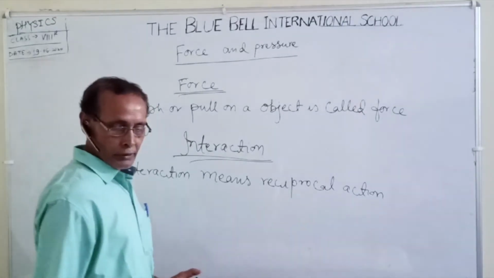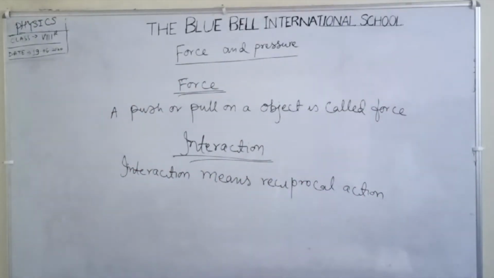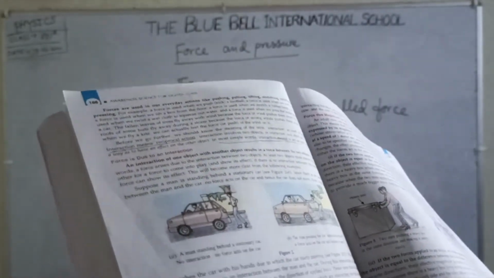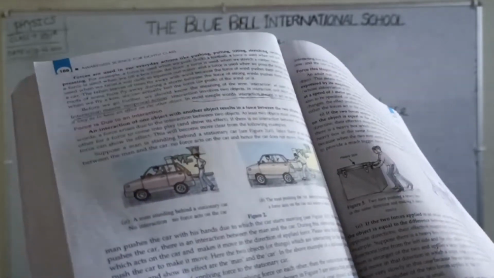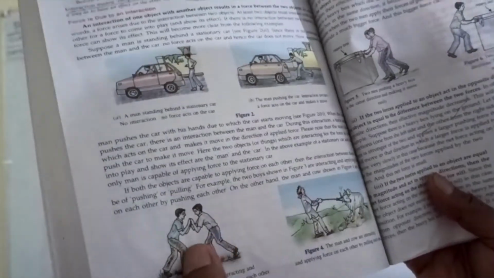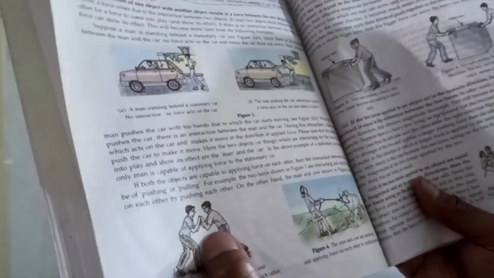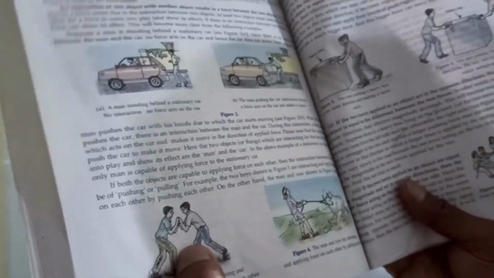Just try to get the figure here. In this figure, you will observe there are two bars, both applying a force on each other. So both are interacting with each other. A force will arise between them, due to which they will either push or pull one another.